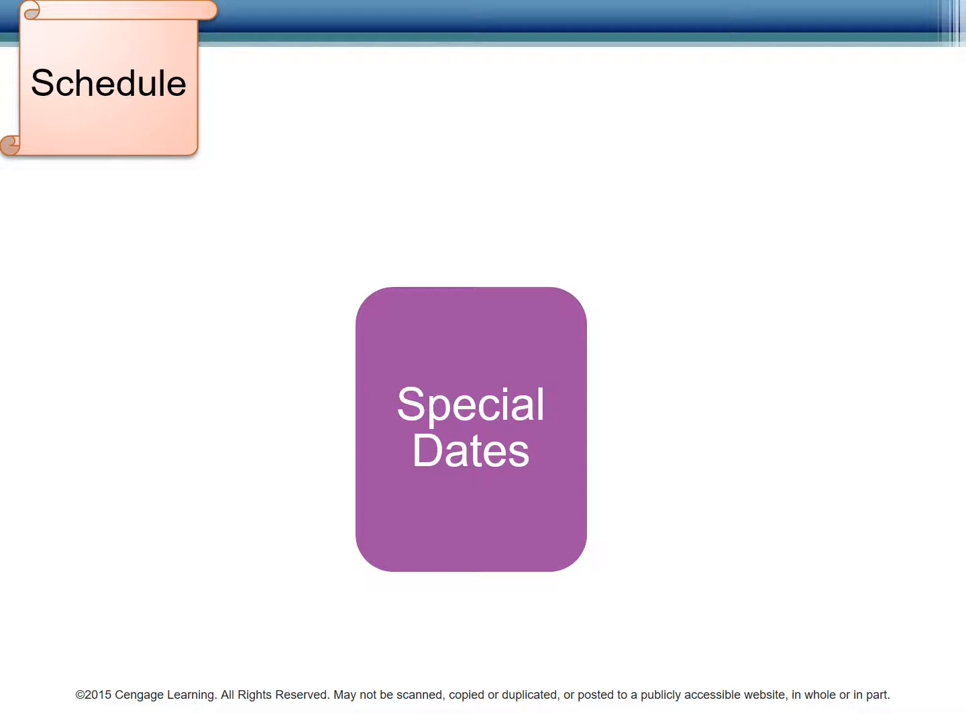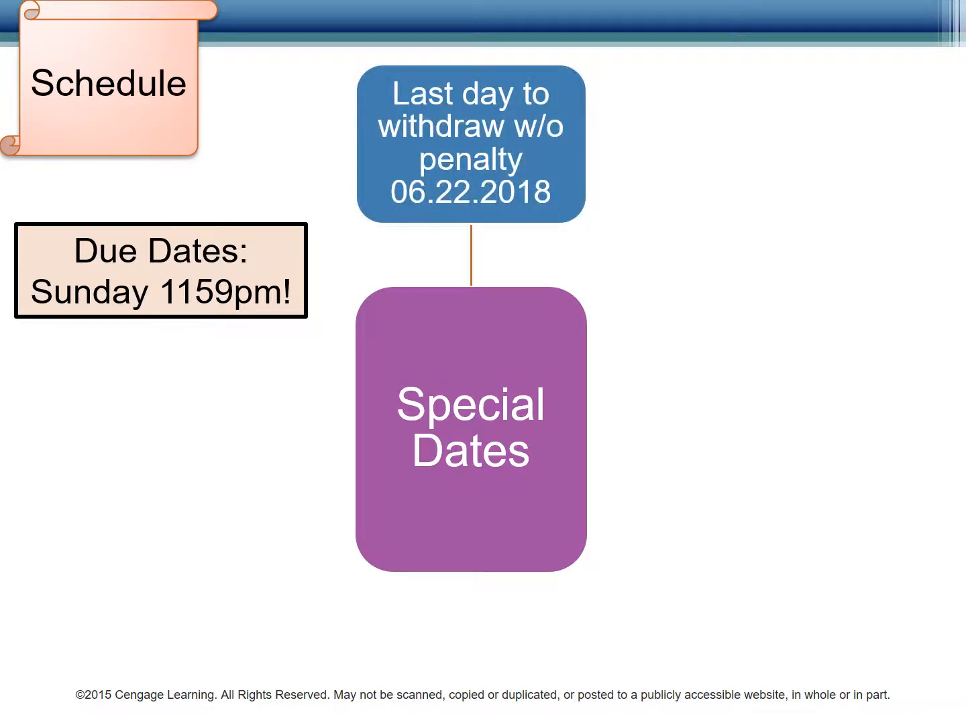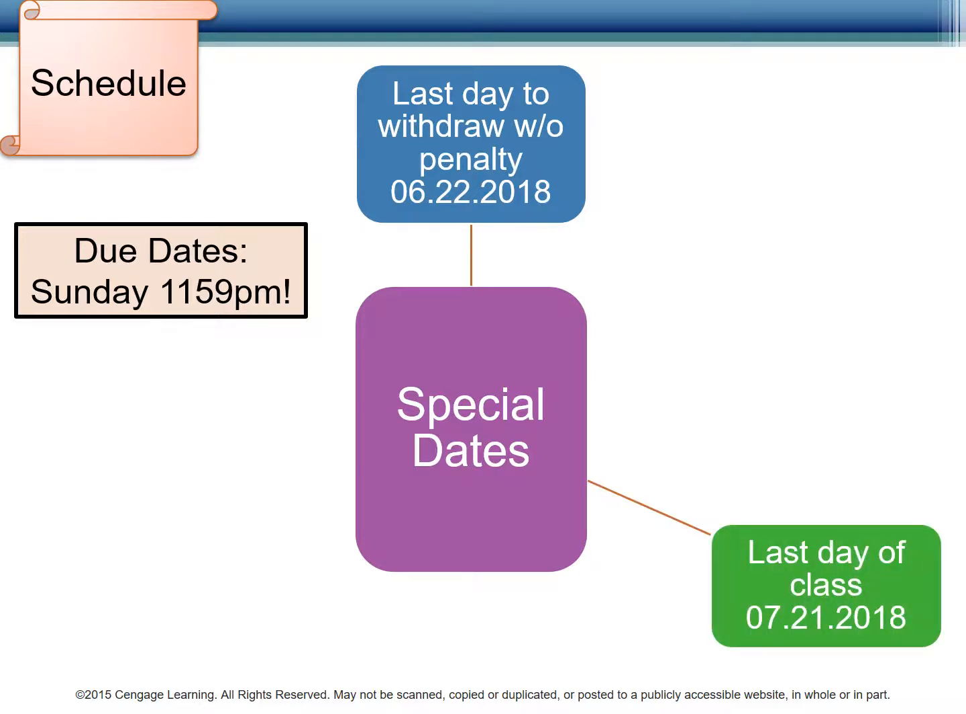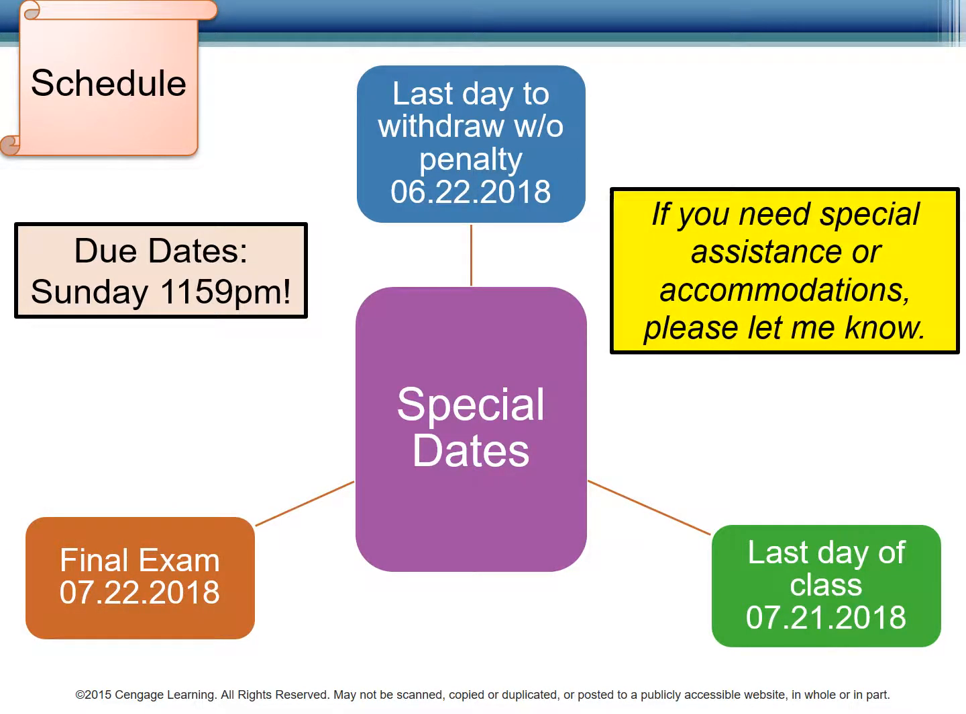There are a few special dates that you need to be aware of. Summer assignments are due at 11:59 on Sundays. Please plan accordingly. The last day to withdraw without academic penalty is June 22nd, 2018. The last day of class is July 21st, 2018, with the final being due the next day, 7/22/2018. If you need special assistance or accommodations, please let me know.